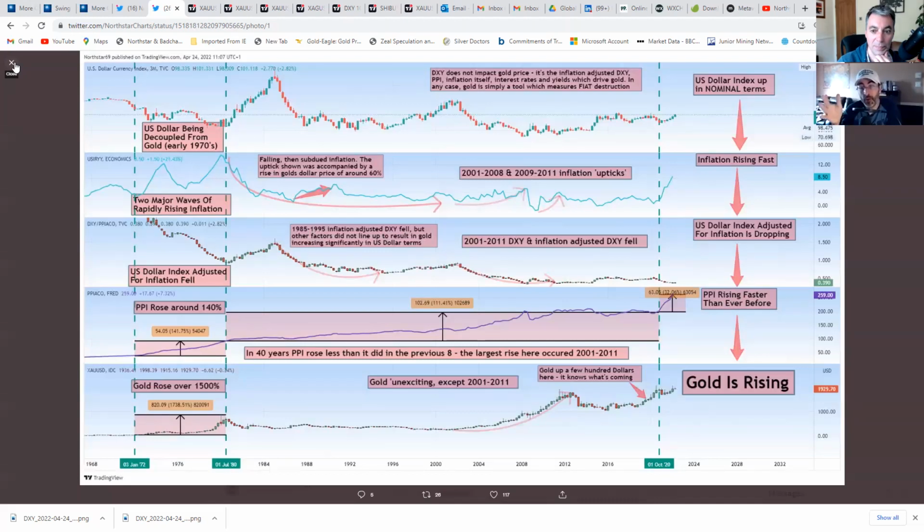So for me, the takeaway is, as long as PPI keeps going up, there's pricing in to do for purchasing power that's being eroded by that increasing price. And yeah, great stuff, Kevin.